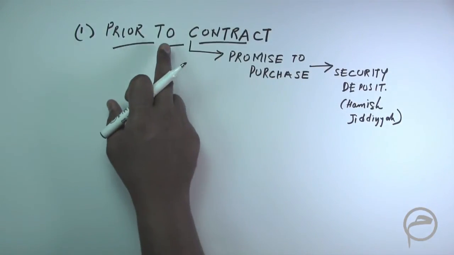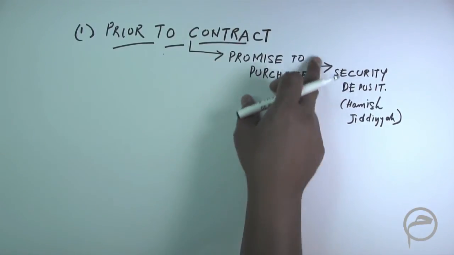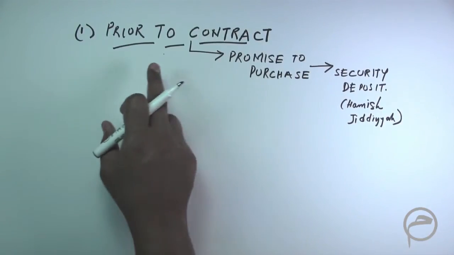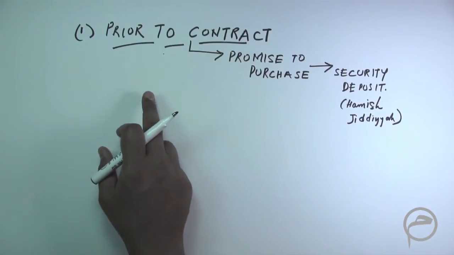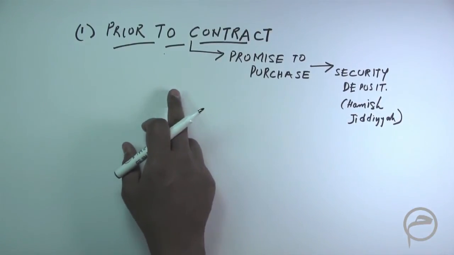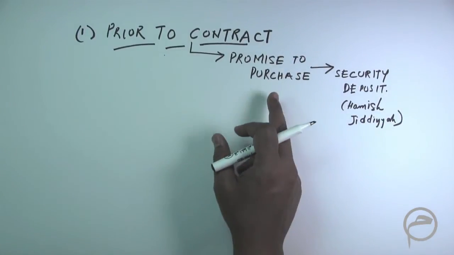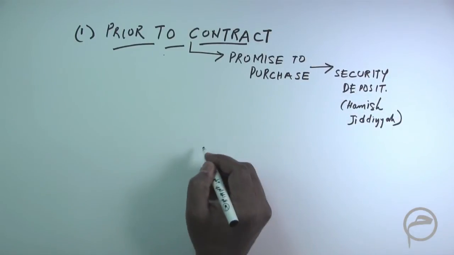So with reference to prior to contract, as we have discussed, the important point is the promise to purchase, generally given by the customer in favor of the bank, promising the bank that if the bank purchases those assets, the customer would in turn purchase those assets from the bank. And for this to become more concretized, generally the customer also pays a security deposit to the bank.